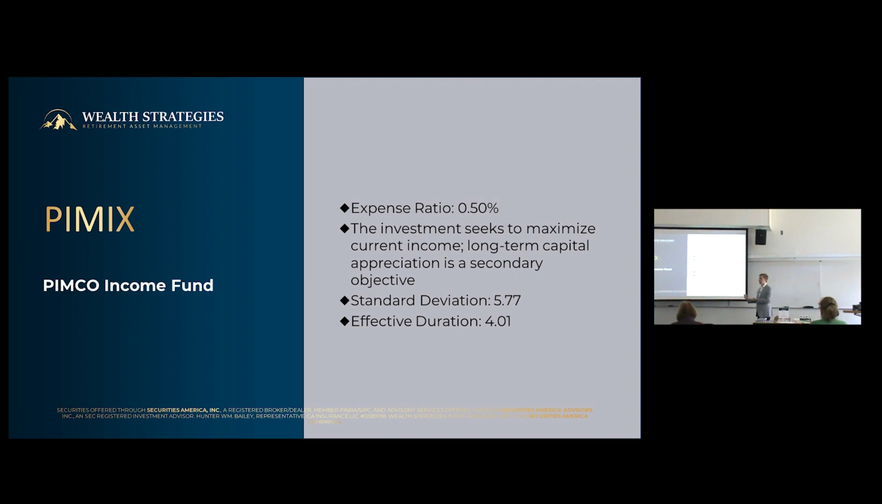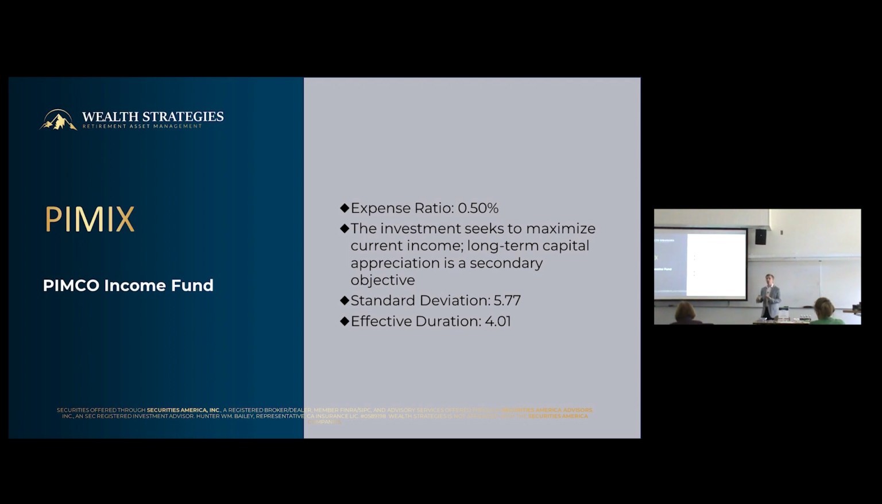So to start with, we'll look at the PIMCO Income Fund. The expense ratio on this is about 0.5%, which is starting to dig into that higher area. It's not the most expensive fund I've ever seen, but it's definitely not the cheapest either. So this investment seeks to maximize current income, with long-term capital appreciation as a secondary objective.